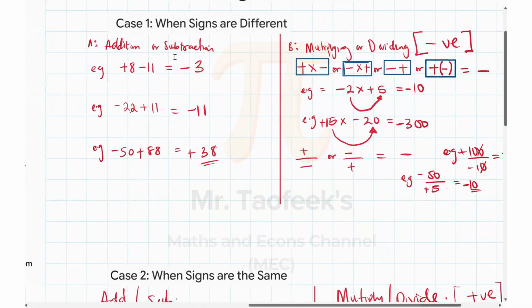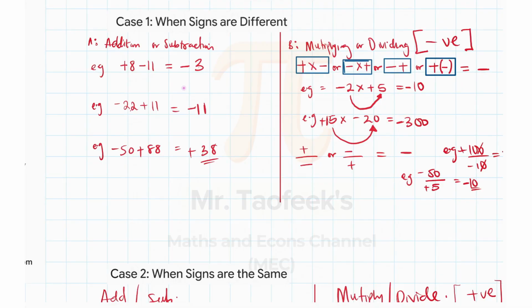But if I'm just adding or subtracting, remember the rule. If the signs are different, all I have to do is ignore the sign, do the bigger number minus the smaller number. Okay, 11 minus 8 is 3. And then which sign is attached to the bigger number? The bigger number is 11. The sign attached to it is minus. My answer must be minus.